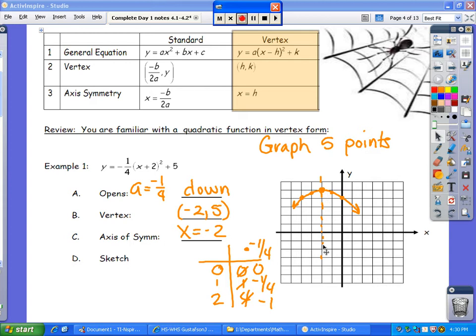Now because of that line of symmetry, we're going to reflect those points, and that's where we're going to get 5. So here's my (0, 0). So I'm going to move right 1 down 1/4. Reflect it, so I'm going to move left 1 down 1/4. Alright, let's go right 2 down 1, and let's reflect it, left 2 down 1. So there's your parabola in vertex form.